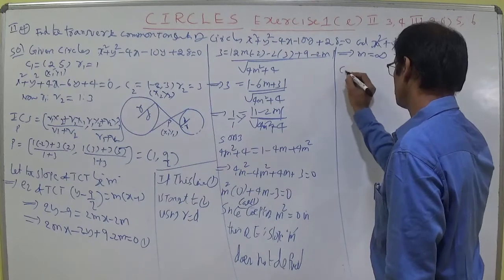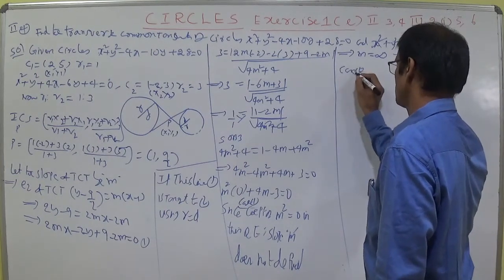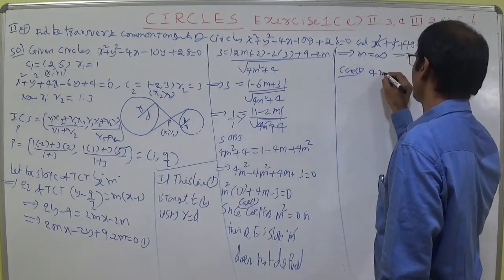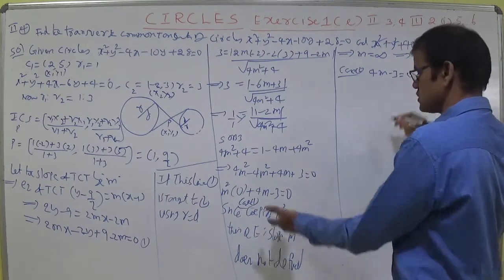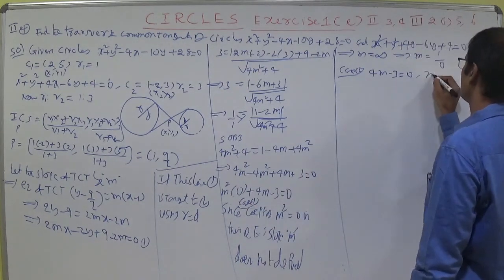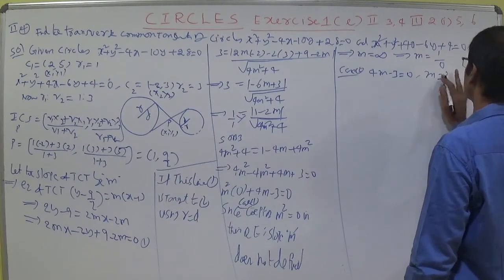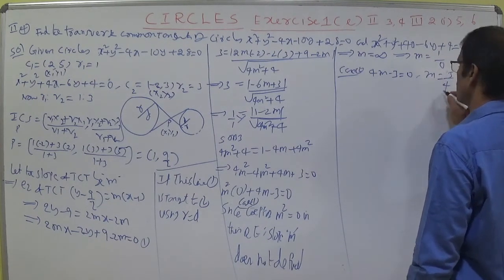Case 2. In case 2 you can write directly that 4m minus 3 equal to 0 here. So you can write directly that m is equal to 3 by 4. There is no question of getting confused.